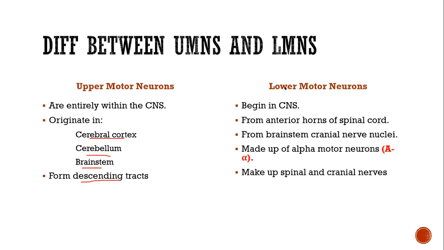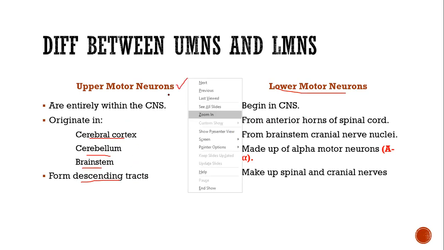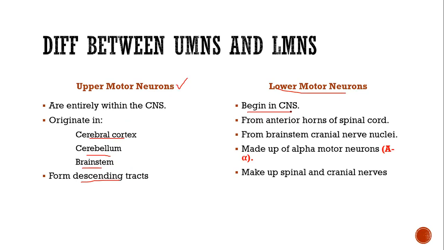On the other hand, if you talk about the lower motor neurons, they begin where your upper motor neurons are ending. So they begin in the CNS, but they are beginning from the anterior horn of the spinal cord, or they can also begin from the brainstem, from the cranial nerve nuclei. And they finally go to the peripheral nervous system, and they form the cranial or the spinal nerves. So there is a difference between the upper motor and lower motor neuron.